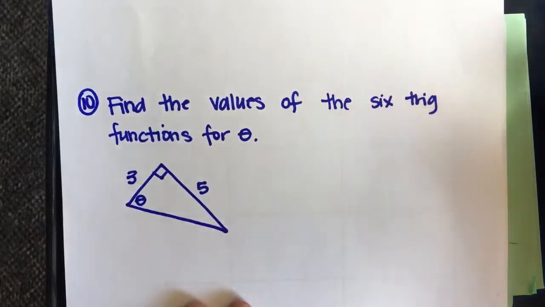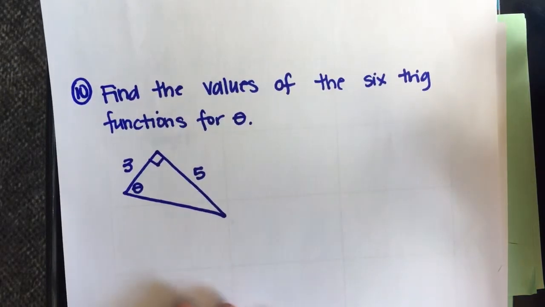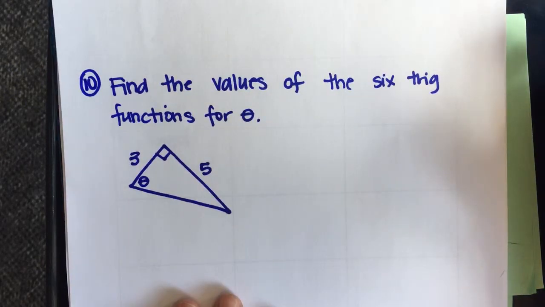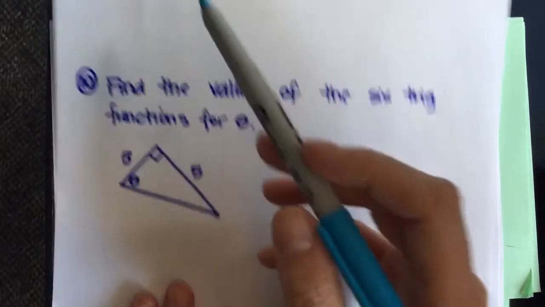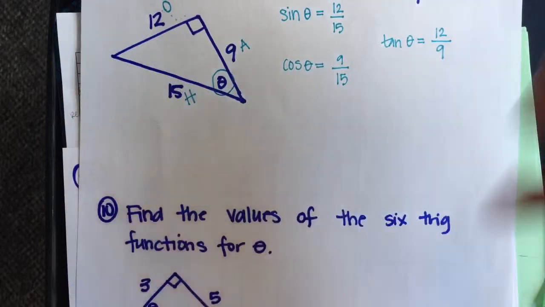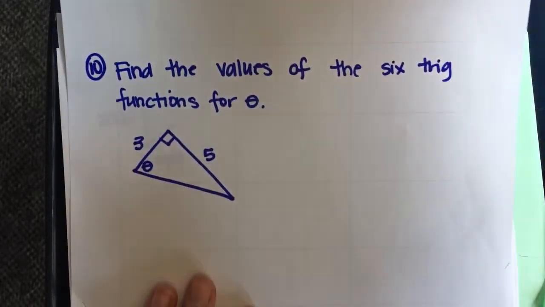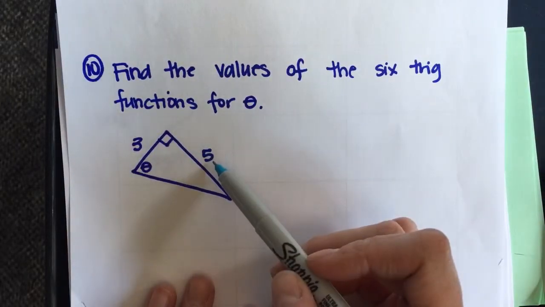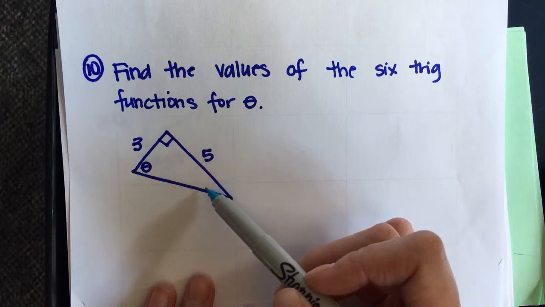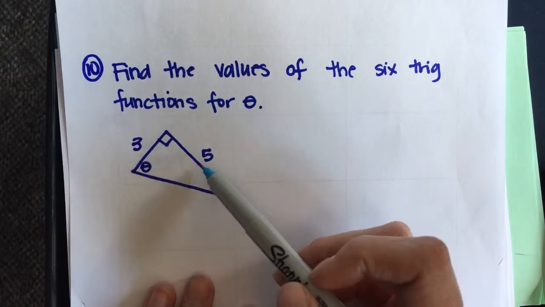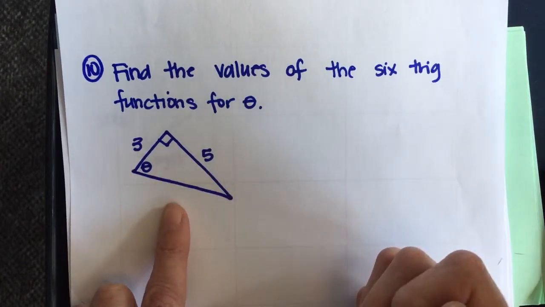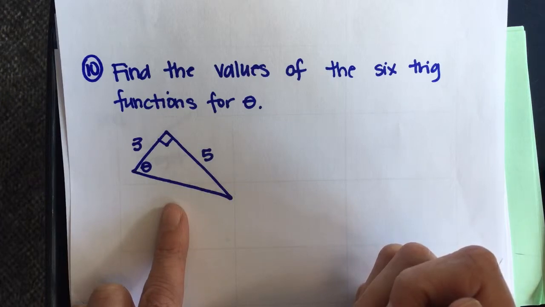Number 10, this one asks you for the values of all 6 of the trig functions for theta. And last time they labeled all 3 of the sides for us. We had the lengths of all 3 sides. For number 10, they only gave us 2 of the sides. I feel like I might have written it down wrong. But in any case, for this example, 3 and 5 are the legs. We need to find the remaining side before we can find the 6 trig functions.